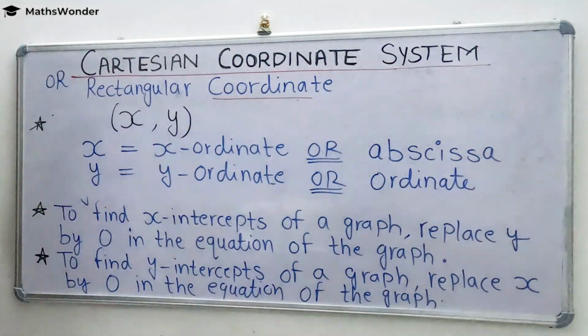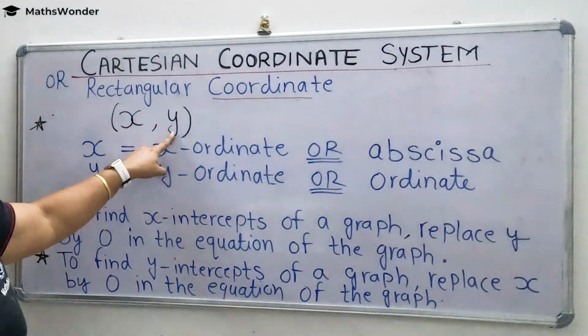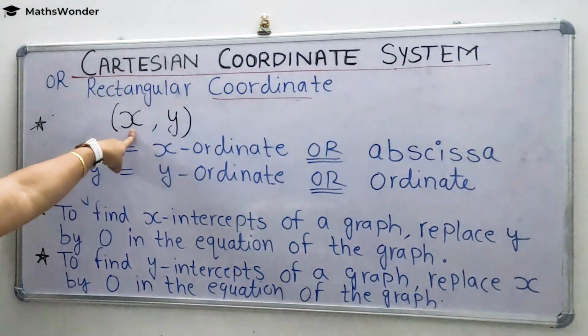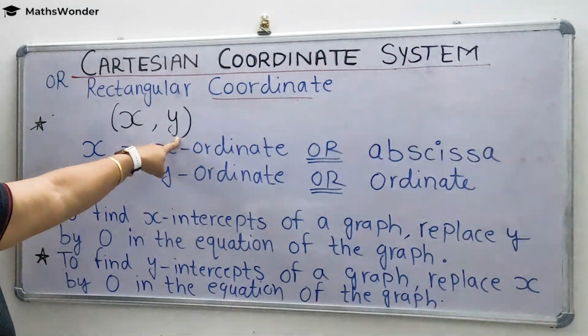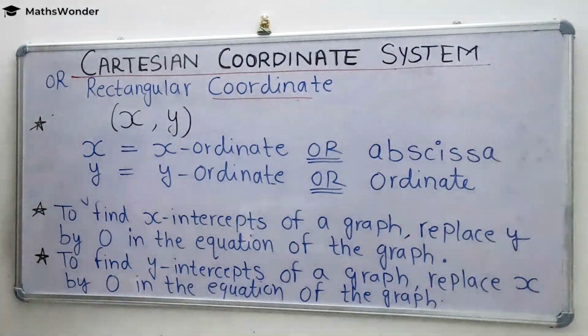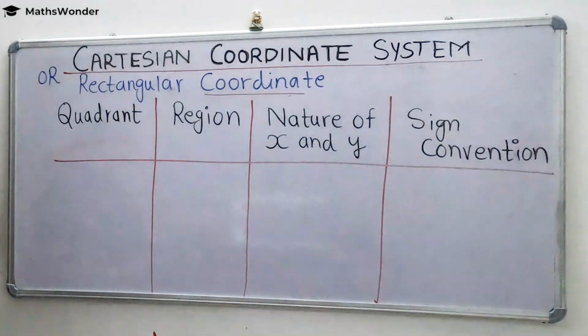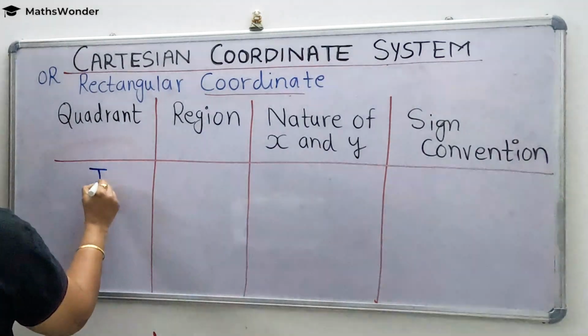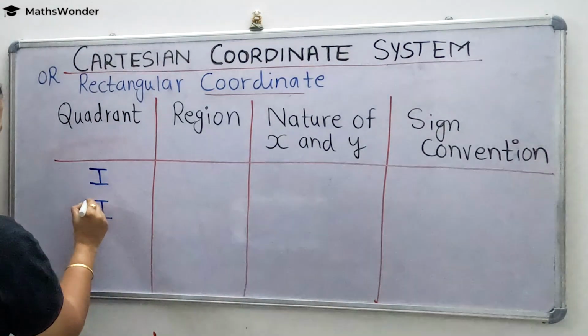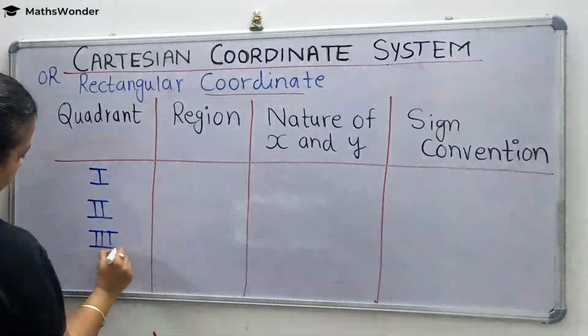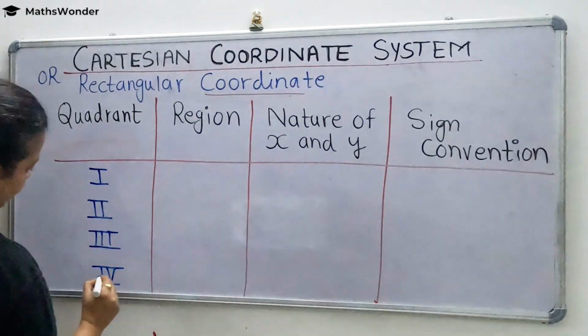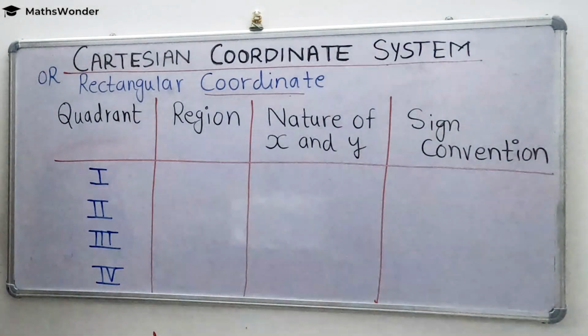So sometimes they are using the new terminology for x and y. X is x ordinate or abscissa, and the second, y, is y ordinate or simply ordinate. So when you write x and y, you know where we will use these, right? This chart will help you a lot in this Cartesian plane. Whenever you have doubt, you can check it. Quadrant 1, 2, 3 and 4, as we have discussed the quadrants on the graph.